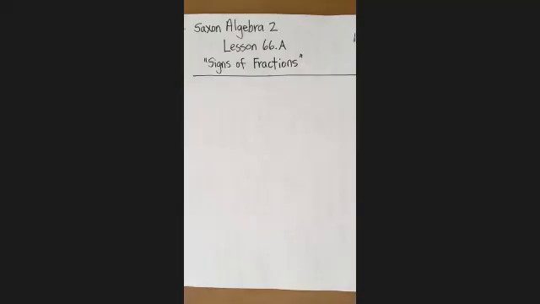Hello, students. This is Saxon Algebra 2, Lesson 66, Part A. The title is Signs of Fractions, and it introduces the three parts of a fraction. Each part of a fraction has a sign, either plus or minus. Let's think about those signs.